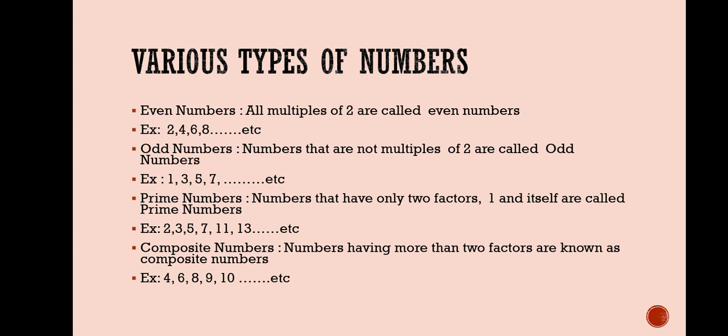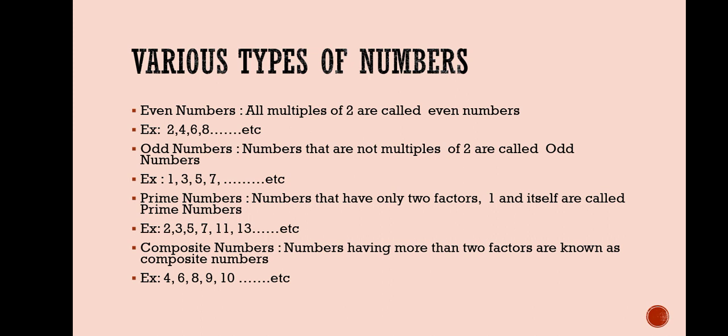But there are some numbers which have only 2 factors. For example, 2 has only 2 factors, that is 1 and 2. And let us take 3. It also has only 2 factors, that is 1 and 3. But 4 has 1 into 4, 2 into 2. So 1, 2, 4. It has 3 factors, so it is not a prime number. 5 is a prime number because it also has only 2 factors, 1 and 5. So I hope it is clear to you.